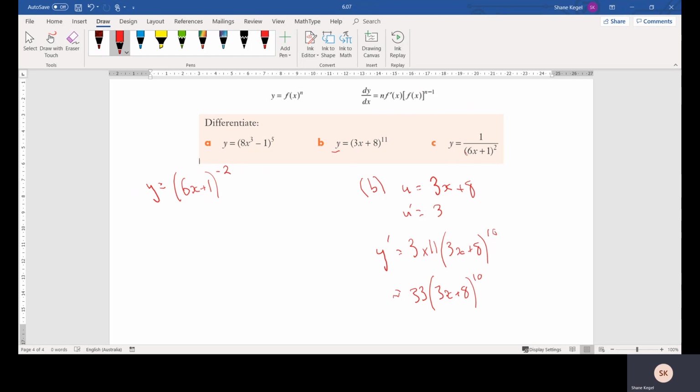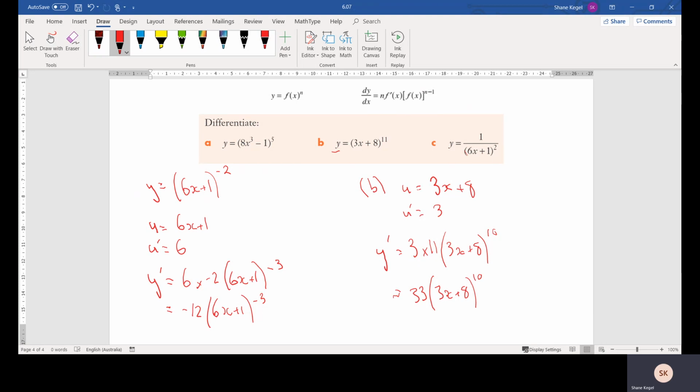Same thing. Find the derivative of my function inside first. So 6x plus 1 means the derivative of my inside function is just 6. Treat it like normal. So the derivative of my whole function equals the derivative of the inside function, which is 6, and bring the power down times negative 2. Leave the brackets the same, and subtract 1 from the power. So this gives me what? Negative 12, 6x plus 1 to the power of negative 3.